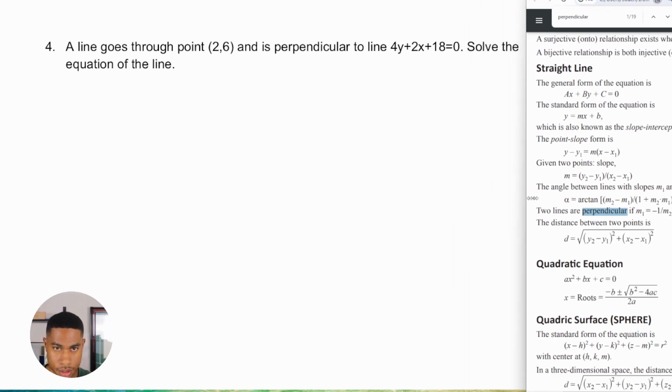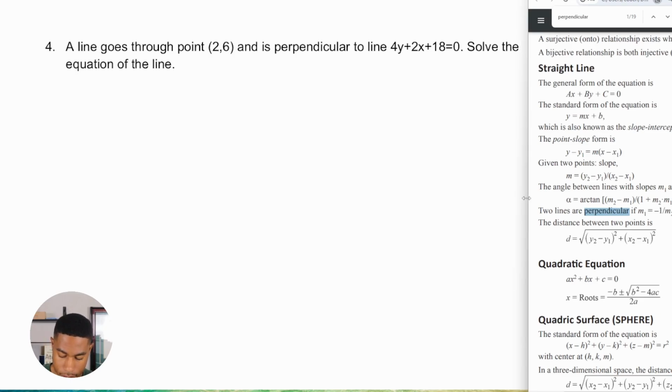So the first step we need to do is get the slope of this particular line that we have. So we know that our function is 4y plus 2x plus 18 is equal to 0. Okay, and we need to get this in standard form. And so we're going to start moving stuff to the other side. So 4y is equal to negative 2x minus 18. Okay, then we just need to get y by itself, right? So y is equal to negative 2x over 4, divided by 4, minus 18 over 4.